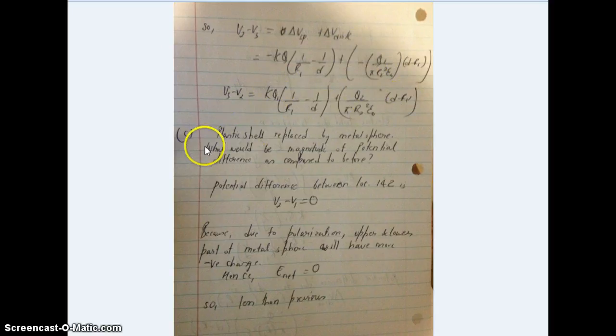For part C, it says that if the plastic shell is replaced by a metal sphere, what will be the magnitude of the potential difference? The potential difference between 1 and 2 will be 0, because due to polarization, the upper and lower parts of the metal sphere will have more negative charge, so the field inside will be 0. Thus the potential difference will also be 0, hence the magnitude will be less than before.